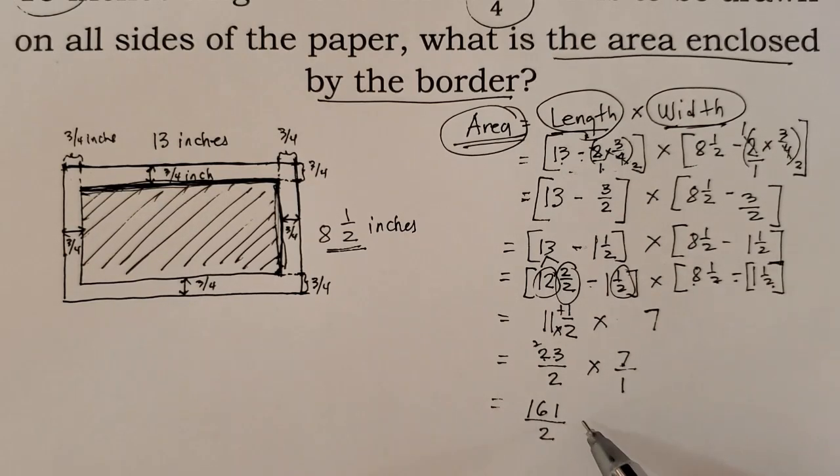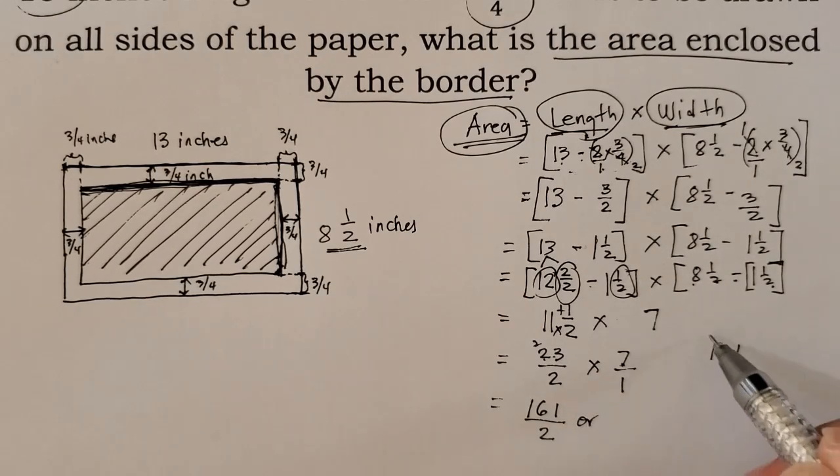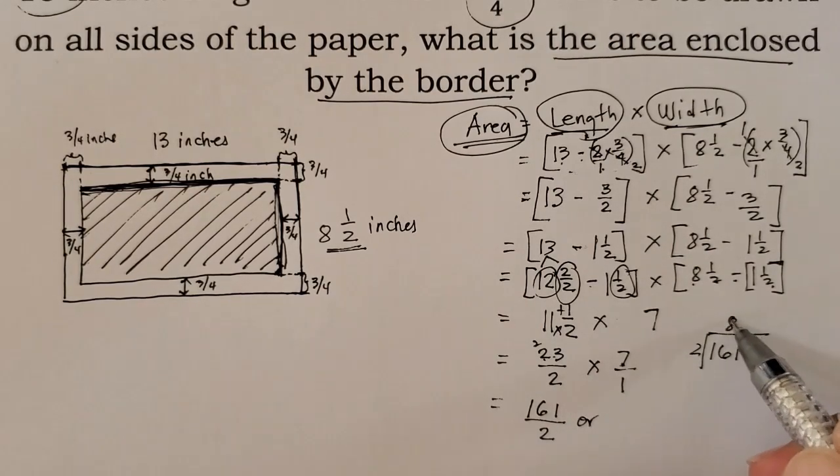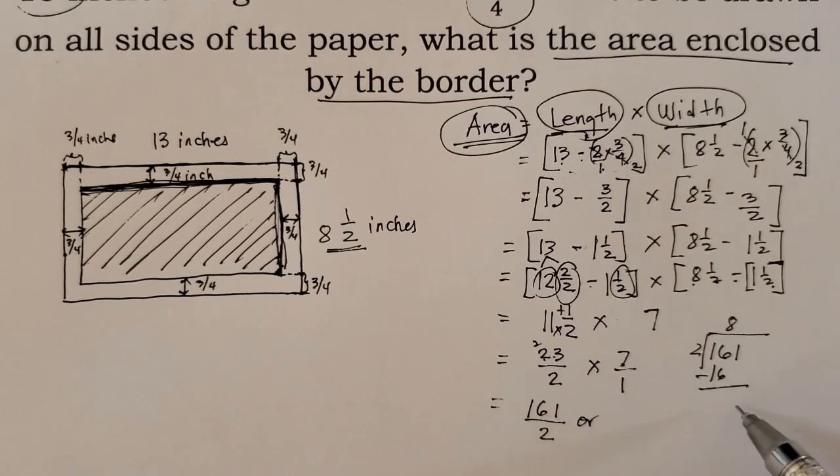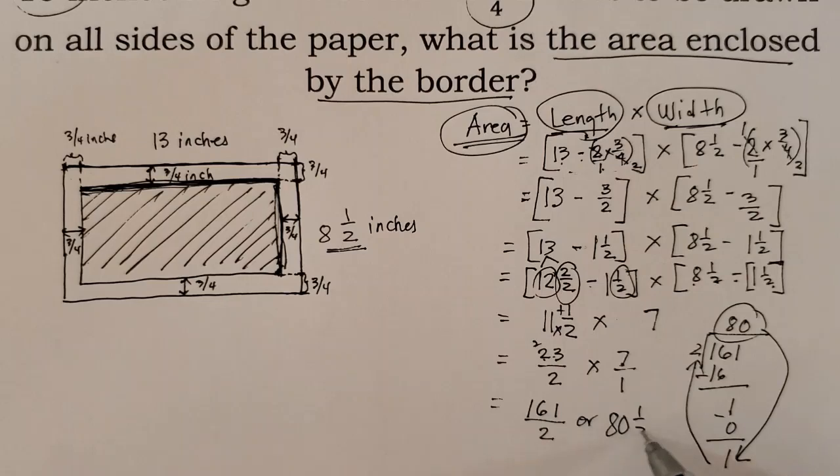So the next thing that we have to do is to express it into mixed form. So 161 divided by 2, that will give us 8. 8 times 2 is 16. Subtract. So bring down 1. 1 divided by 2 is 0. 0 times 2 is 0. Subtract, that is 1. So therefore, our answer is 80 and 1/2. So that is 80 and 1/2.